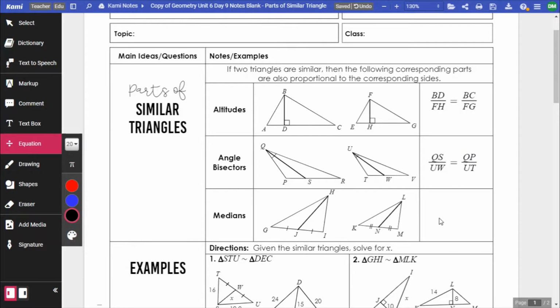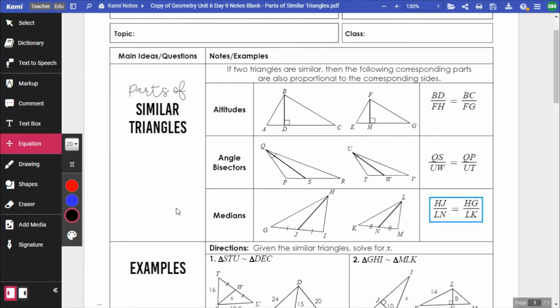Okay, and then our last one is a median. A median intersects a vertex and the opposite side of a triangle at the midpoint. So a median always cuts that opposite side exactly in half. And if we have two similar triangles, then their medians are also in proportion. So for example here, we could say HJ over LN is equal to HG over LK.